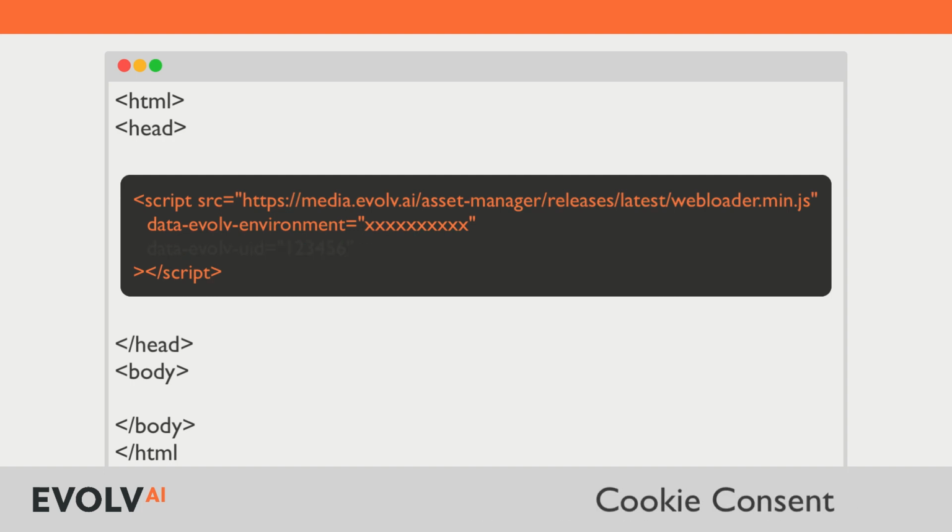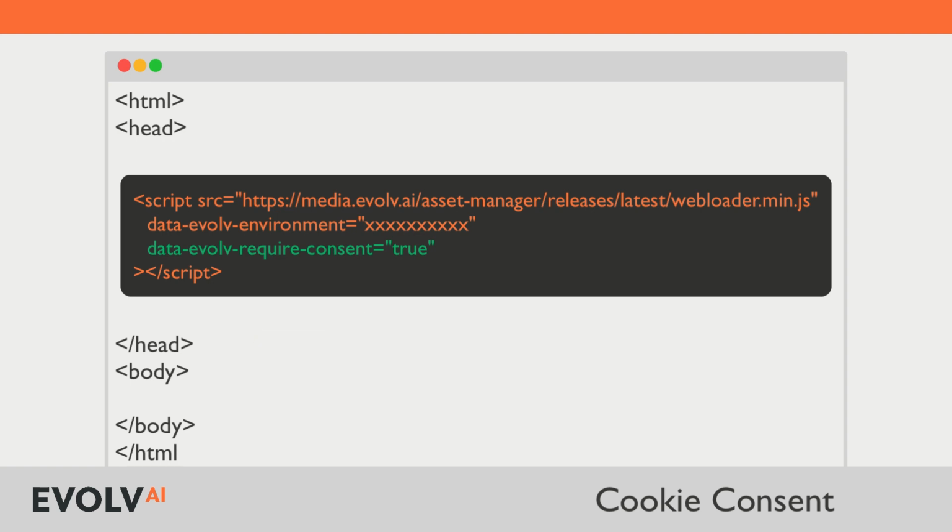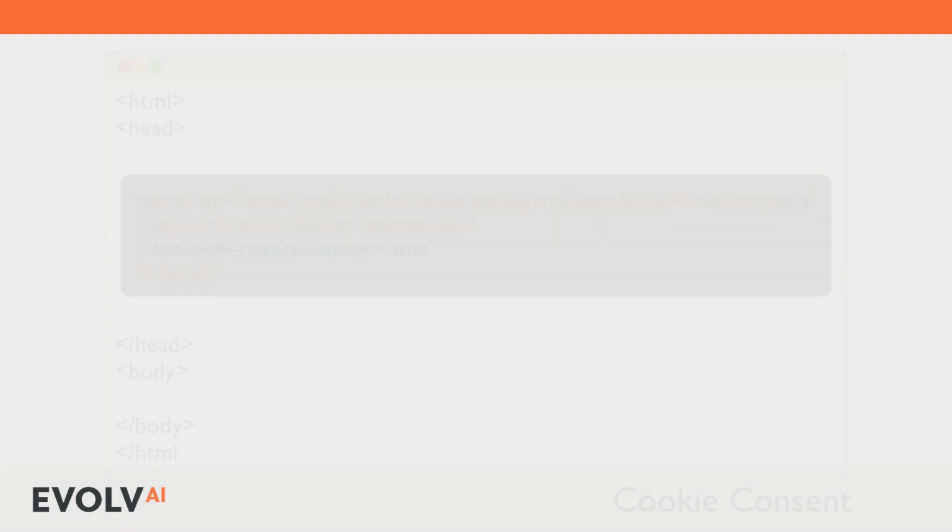The Asset Manager supports cookie consent. Set the data-evolv-require-consent attribute to true, and the system won't allocate users to combinations or render changes until it receives the necessary consent from the website after the user approves. Add the consent code to your website to run when the user accepts cookies. The Asset Manager will start the allocation and rendering process upon accepting consent. The Asset Manager is now ready for you to start optimizing with Evolv AI.